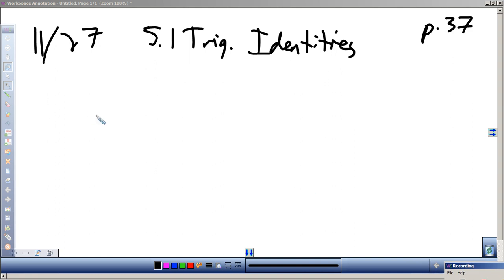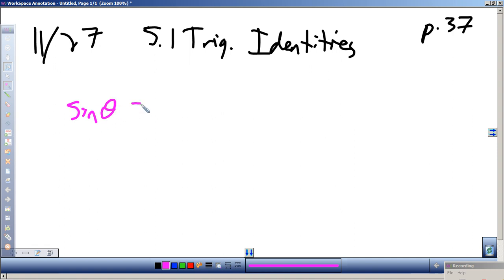So first, some of the identities that you need to know. When I say identity, what do I mean? I can consider it almost like a definition, so it's always going to be true. So first one, these are ones you do need to memorize.